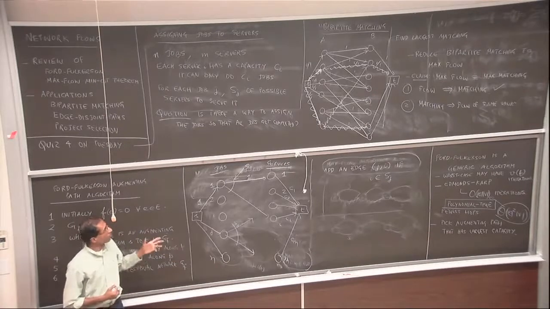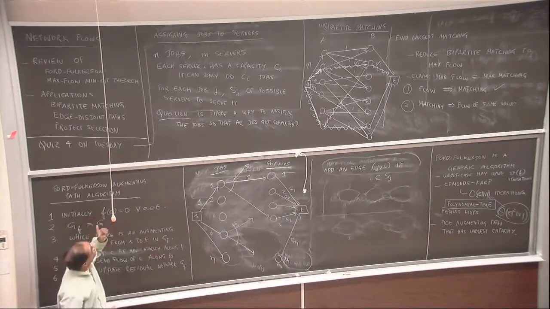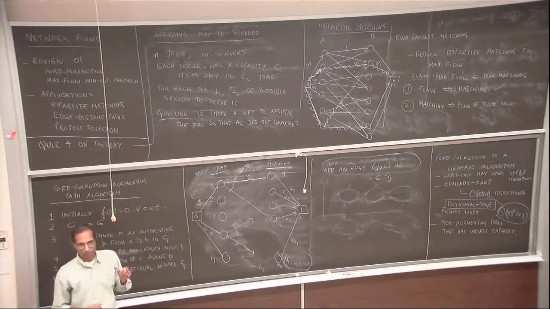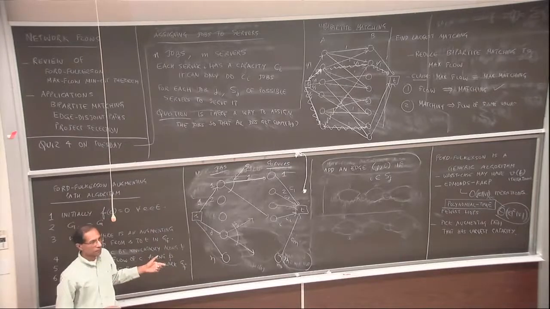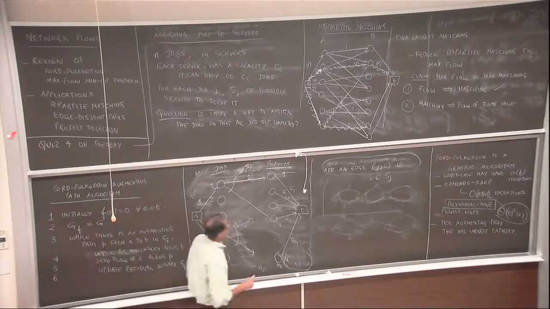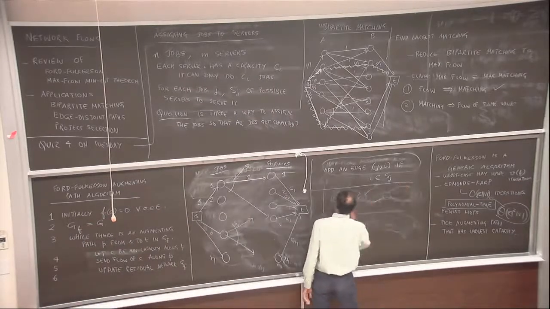Now our claim is simply about the max flow on this. What do we want to find out? We want to find out, is there a way to assign the jobs so that all jobs get completed? What's the corresponding question here? Yeah, is the total flow equal to n? Is the maximum flow equal to n?